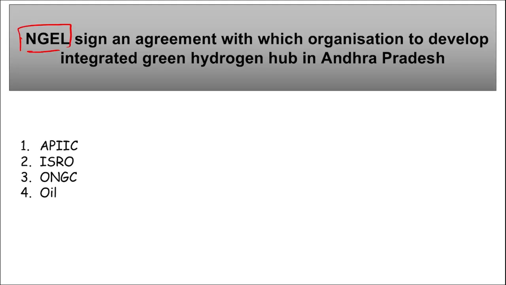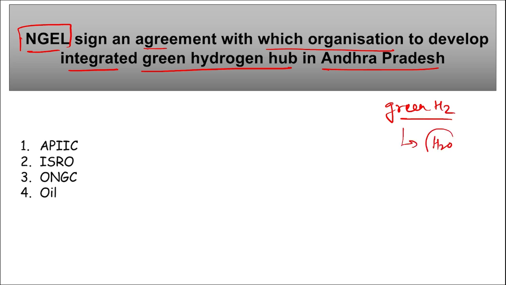Now let's move to some revision part that will be beneficial for your learning. NGEL, that is NTPC Green Energy Limited, has signed an agreement with which organization to develop an integrated green hydrogen hub in Andhra Pradesh? We know green hydrogen is a green fuel, and on burning it releases water vapor, no carbon is released, so that is the reason we are promoting green hydrogen.